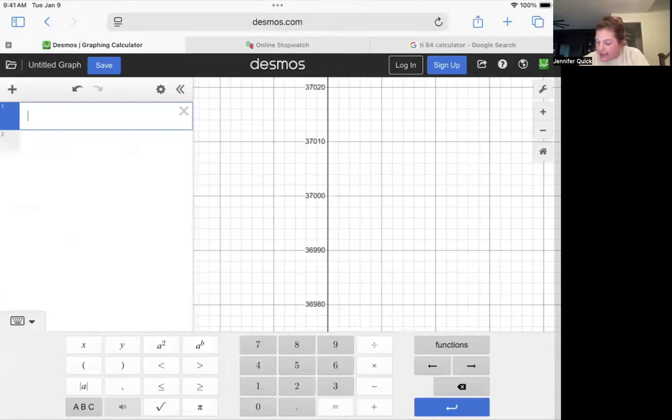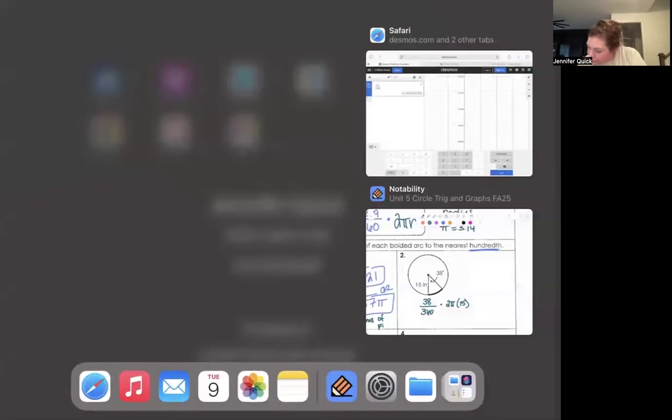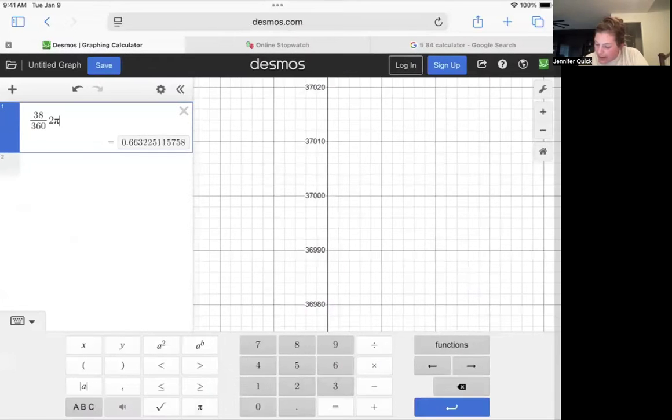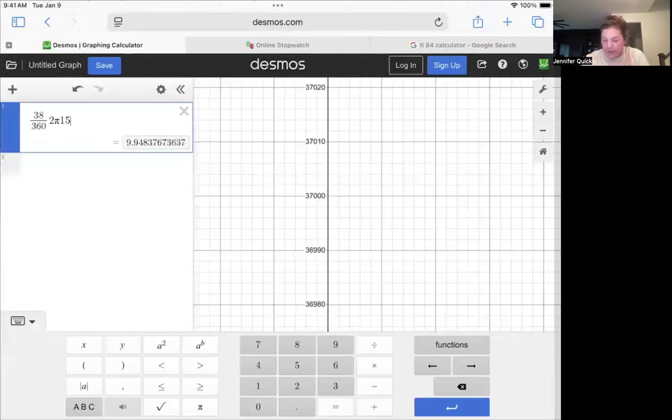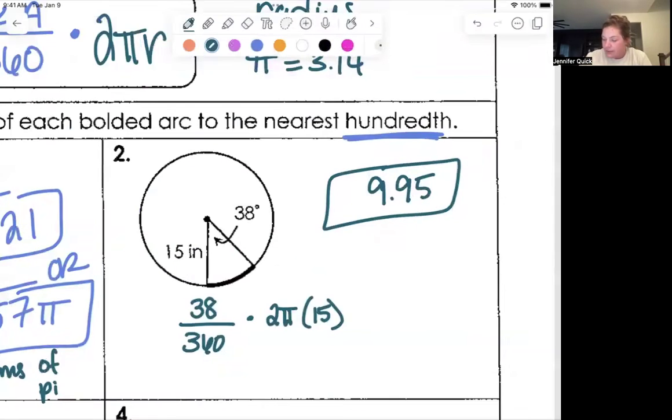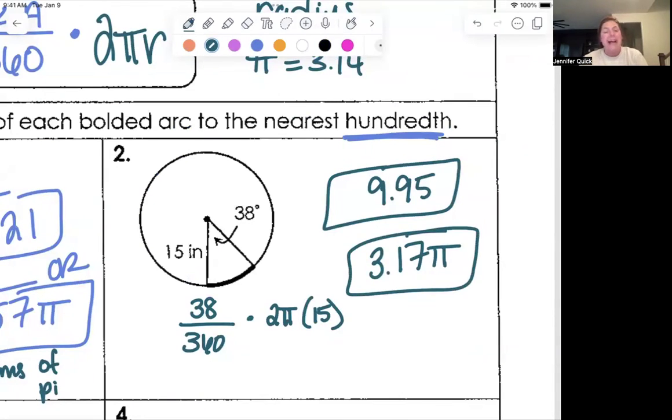Here we go. All right, 38 divided by 360. Right arrow, 2 pi times 15. So 9.95. I do not care about inches or centimeters or yards or miles or whatever meters it's talking about. Okay. And then if you do it in terms of pi, it would be 3.17. And then you have to put pi onto the end of it, because again, it's doing everything but pi.